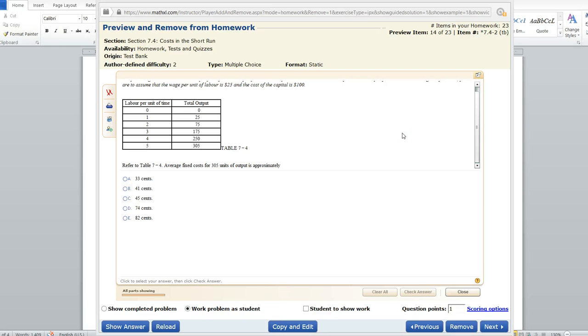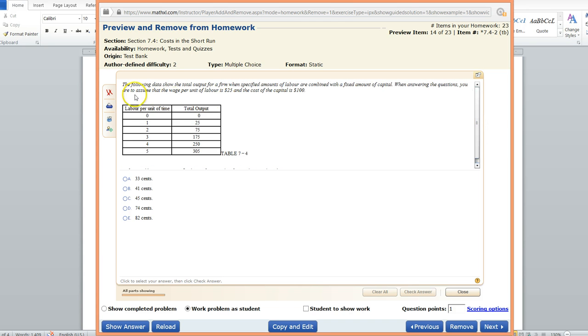This is question number 14 of homework 7 for chapter 6. The following data show the total output for a firm when specified amounts of labor are combined with a fixed amount of capital. So this first sentence basically tells us there's a fixed portion of the input and there's a variable portion of the input.